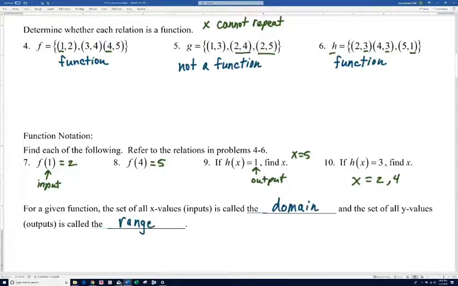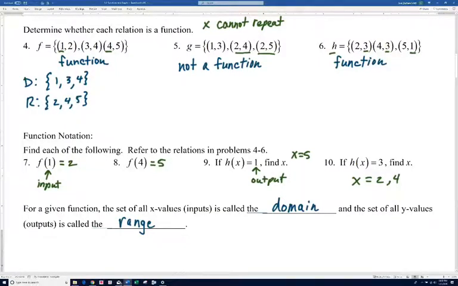So for a given function, the set of all x values or inputs is called the domain, and the set of all y values or outputs is called the range. Now, if you look at number 4, it's actually quite easy to find domain and range when you're dealing with a set of ordered pairs. So for the domain, our x values include 1, 3, and 4, and so we're going to write 1, 3, and 4, normally in that order, inside of braces. These are called braces. So go ahead and find the range. So the range would be the y values, which would be 2, 4, and 5.